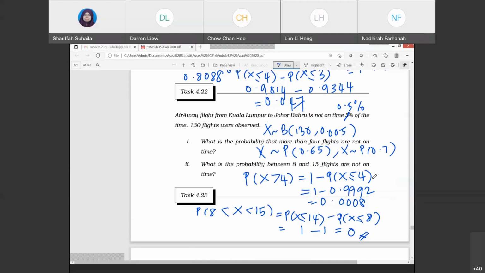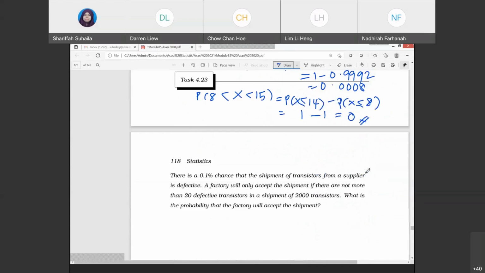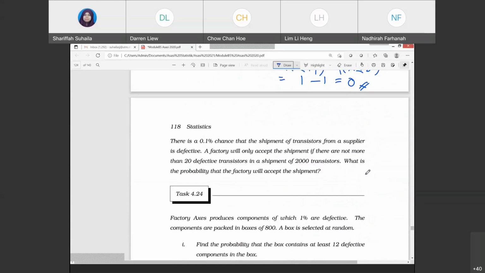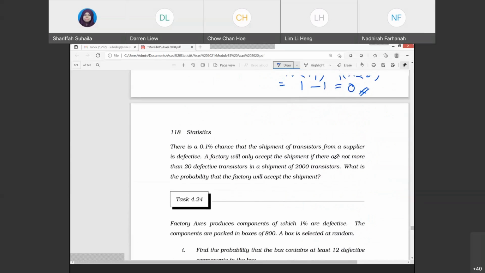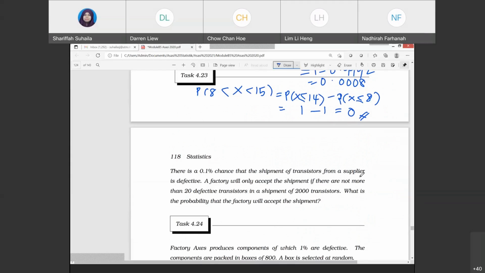Okay, task 4.23. Okay, sekejap ya, betul tak ni? Okay, cuba try. Ini boleh kot, 0.1%. There is a 0.1% chance that the shipment of transistors from a supplier is defective. A factory will only accept the shipment if there are not more than 20 defective transistors in a shipment of 2,000 transistors. What is the probability that the factory will accept the shipment? Okay, baca dulu dia punya soalan dia.